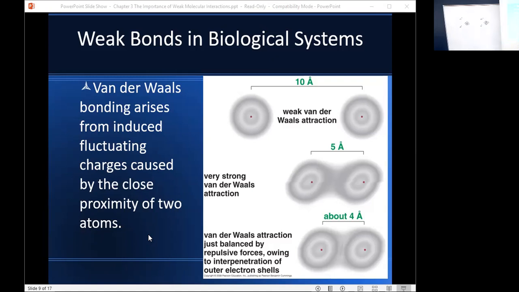But if they're in that Goldilocks zone where it's just right, the positively charged nuclei are going to be attracted to the negatively charged electrons of the neighboring atom. And that's going to induce a charge on nearby atoms, and that will kind of propagate through all the nearby atoms.